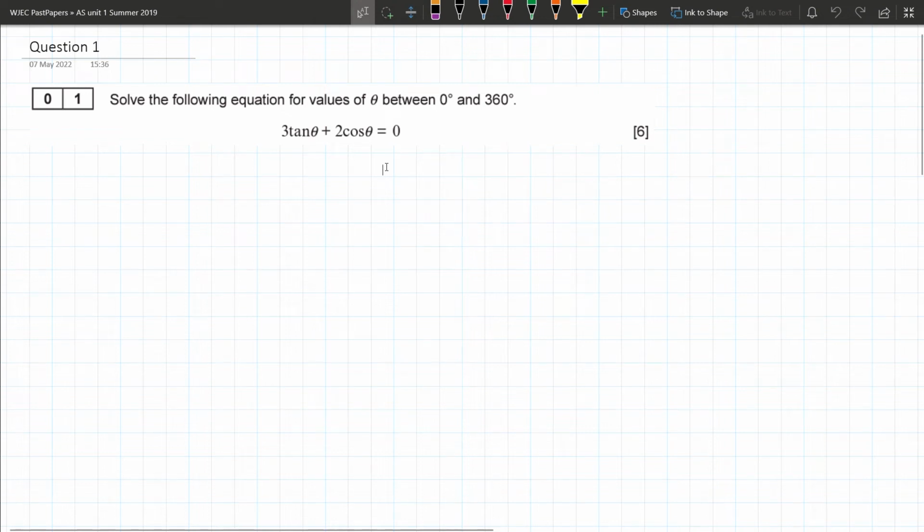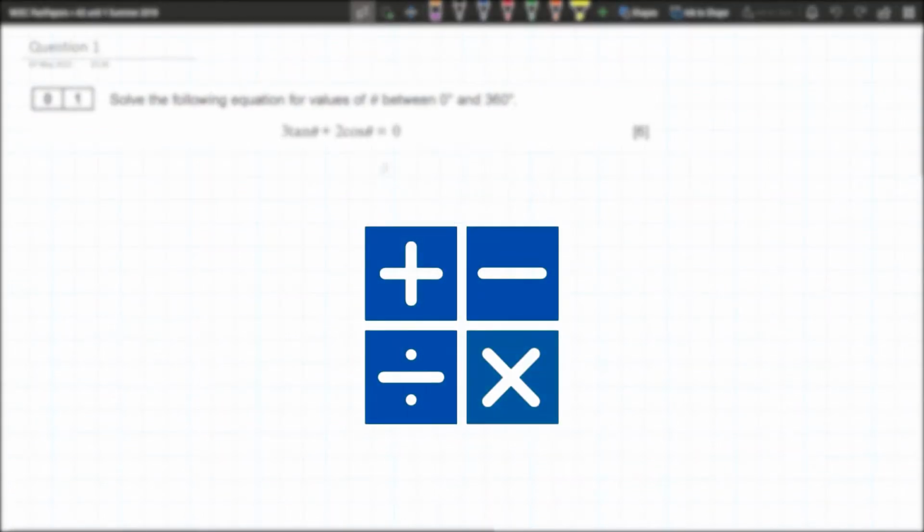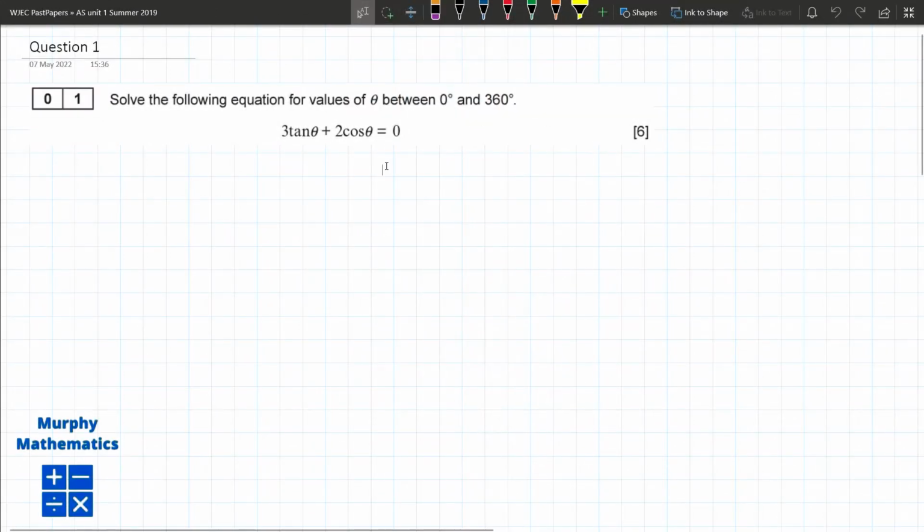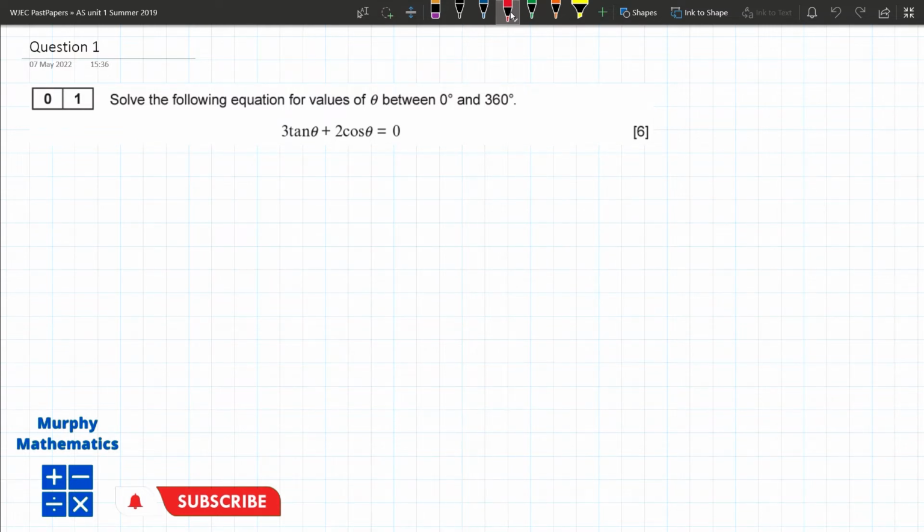Hi guys, so this is question 1 on the Unit 1 Summer 2019 WJEC past paper. We're asked to solve the following equations for values of theta between 0 and 360 degrees, and we're told that 3 tan theta plus 2 cos theta equals 0.